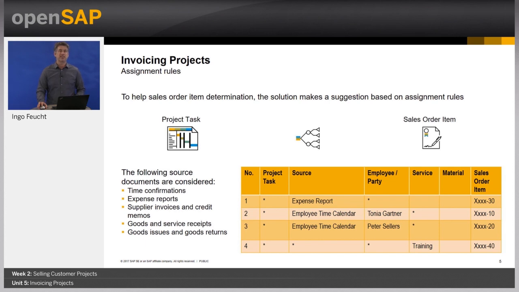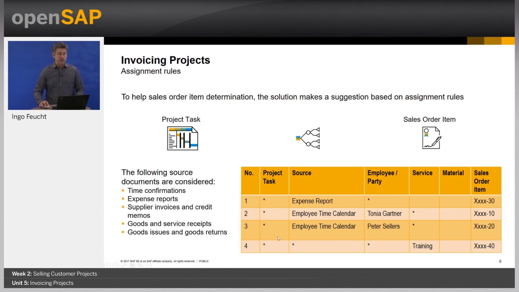The good thing is that the system generates most of these assignment rules automatically. So let's look at this example. In this example, you see that all expense reports, wherever they are posted into the project, should be invoiced using the sales order item 30. Whereas time recordings from Tonya Gardner should be invoiced with sales order item 10 and get the price from item 10. Whereas time recordings from Peter Sellers should use the sales order item 20. And last but not least, all training efforts should be invoiced via sales order item 40.